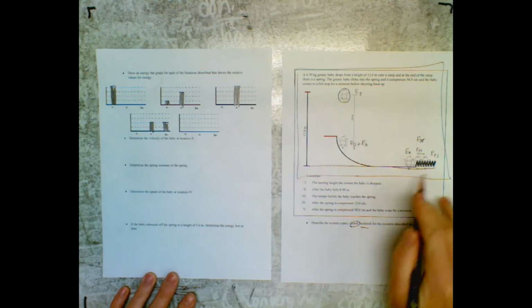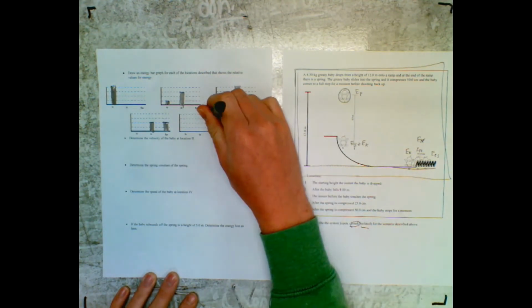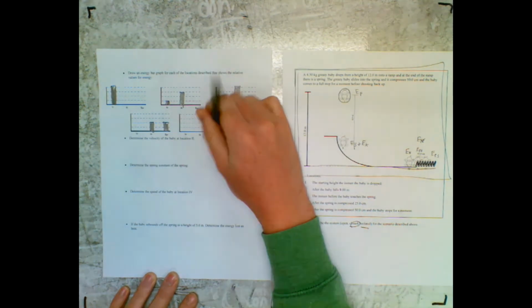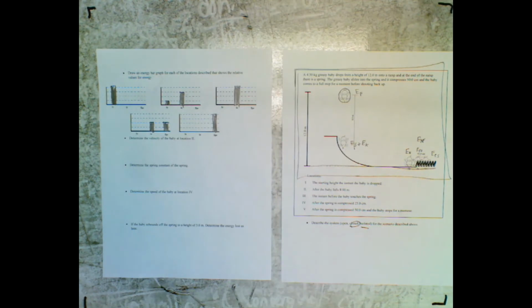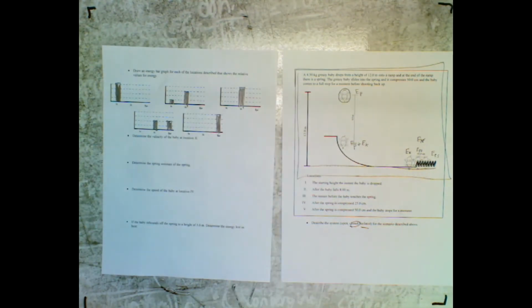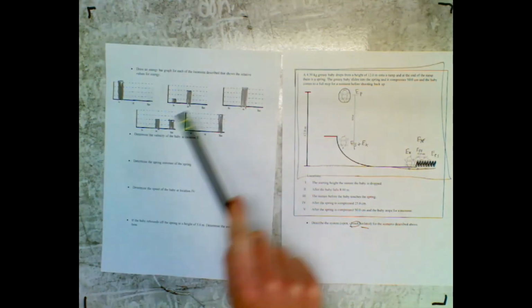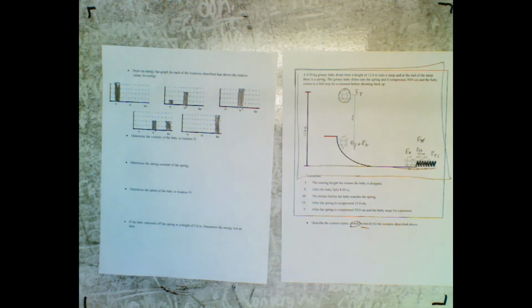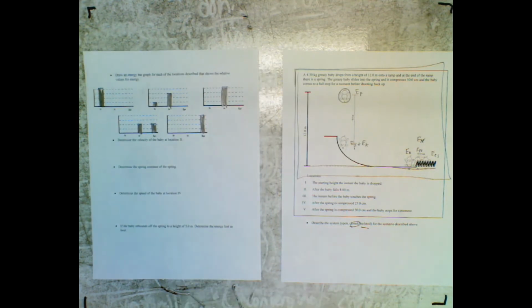And then the last location, it's gone all the way there, so all of our energy is in spring potential energy. So you can see that the total amount of energy, or mechanical energy, hasn't changed because it's always 4 bars, and we've got to keep that consistent. It's just switched forms as it's gone through the different locations. So this question says, determine the velocity of the baby at location 2.